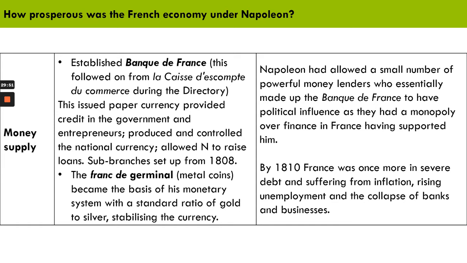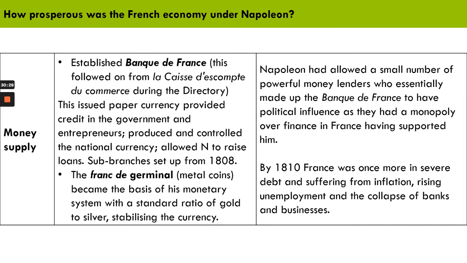It did follow on from some innovations that had been going on during the Directory to organise financing the government. But this was an official state bank. And they issued paper currency, as you can see on the previous slide, featuring Napoleon. It also meant that they could provide credit to the government and to entrepreneurs that wanted to set up businesses and industry and expand. And they produced and controlled this national currency, the franc de Germinal.